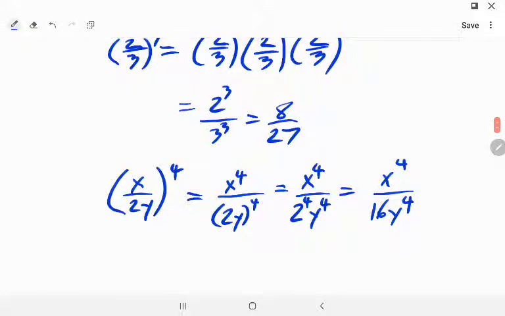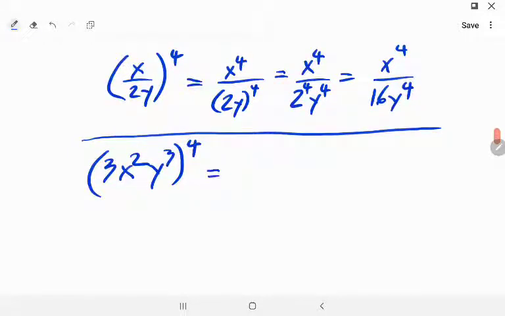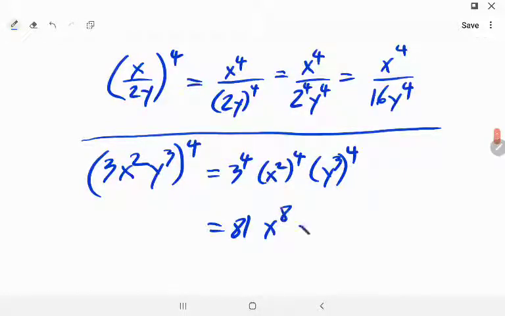What we'll sometimes come across is having to move all of that together. If we look at something like 3x squared y cubed to the 4th, we have to mix those rules about products and our rules about the exponent properties to say 3 to the 4th, x squared to the 4th, y cubed to the 4th, and that would give us 81 x to the 8th, y to the 12th. We're just taking 2 times 4 to get 8 for the exponent of x, and 3 times 4 to get 12 for the exponent on y.